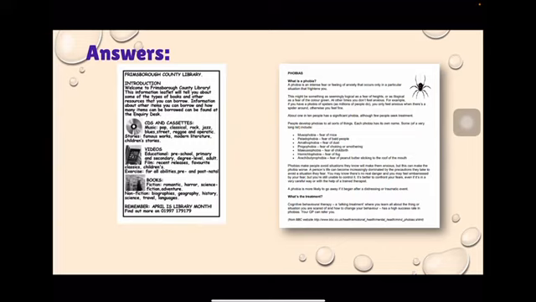Let's look at the answer, yeah? So on the left side was the first stimulus that I gave you. Okay, what do you think this is? The answer is, it is a library leaflet. Okay, how do you know?